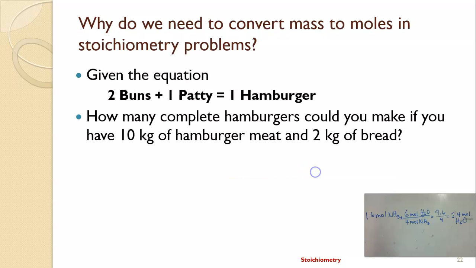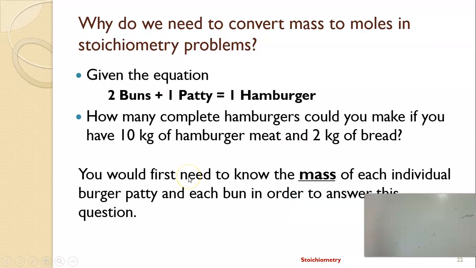Okay, so why do we need to convert mass to moles? Well, because it doesn't work if you don't. It's too difficult to work with masses. Moles are easier to work with. If I was given an equation, 2 buns plus 1 patty is equal to hamburger, okay? How many complete hamburgers could I make if I had 10 kilograms of hamburger and 2 kilograms of bread? Well, I don't know either. I know I need to know the mass of the buns and the mass of the patty. That'll make my life easier.